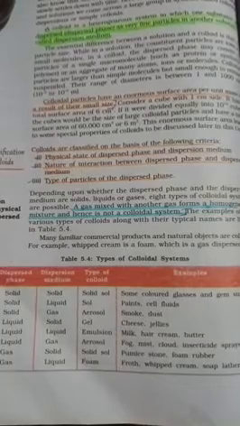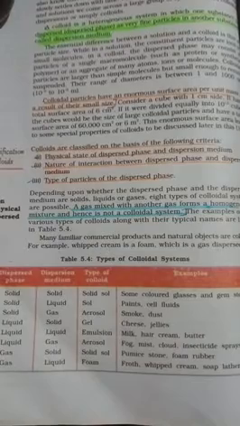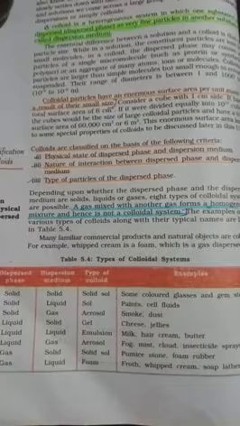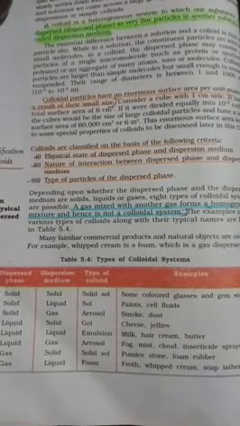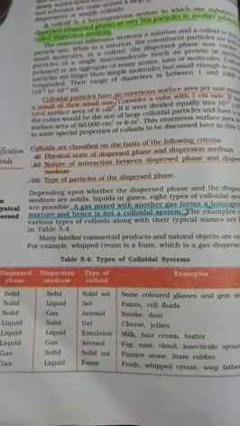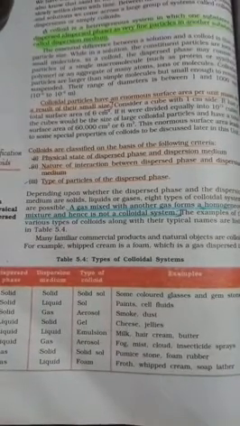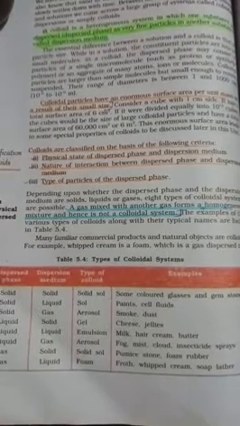If the phase is gas and the medium is solid, then we call it a solid sol. An example of this is foam rubber. If the dispersed phase is gas and the medium is liquid, then we call it a foam. We have foam in flotation, and this is one example of that. Whipped cream and soap lather also belong to this category. Now let us see.